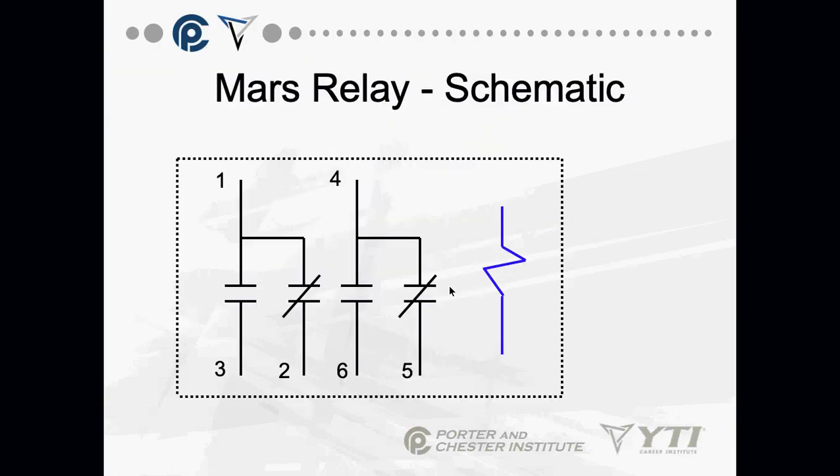When it's drawn out in a schematic, it looks like this. 1 and 4. It's two completely different circuits. There's no electrical connectivity between this side and this side. There's also no electrical connectivity between the coil and the rest of the relays. It's all independent. This coil gets powered. Let's just say gets 24 volts.